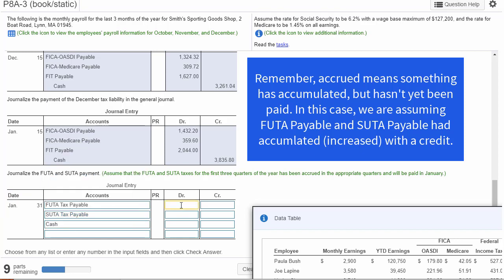And then why will we be debiting our FUTA payable? Because remember, it says that assume the FUTA and SUTA taxes for the first 3 quarters have been accrued. In other words, those liabilities have been increased. And how are liabilities increased? They're increased with a credit. So when we pay it, which is what we're doing now, it says a payment, we need to lower those payables. How do we lower a payable? With a debit.